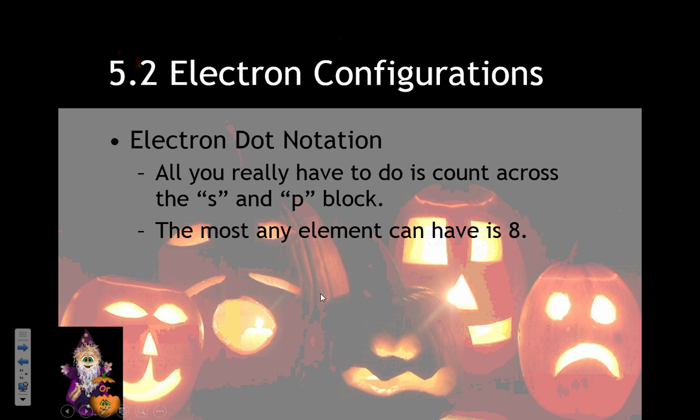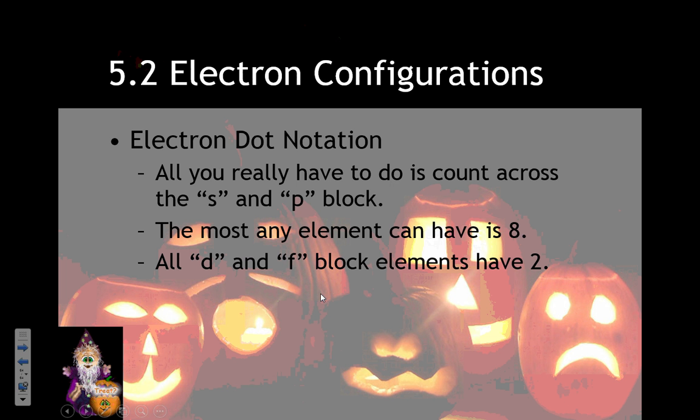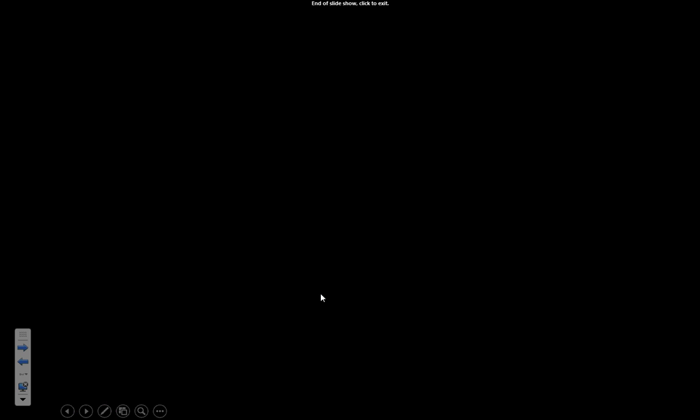Now remember, the most any element can have is 8, so never draw more than 8 dots. And all the D's and F's, to get to a D or an F, you had to go to a higher level S and add 2. So while there are exceptions to Aufbau in the D and F block, who cares? You don't need to know them. So you can just assume they're all 2 and leave it at that.